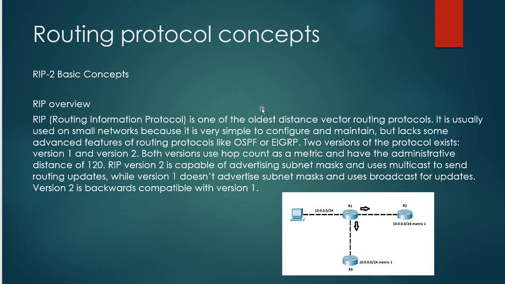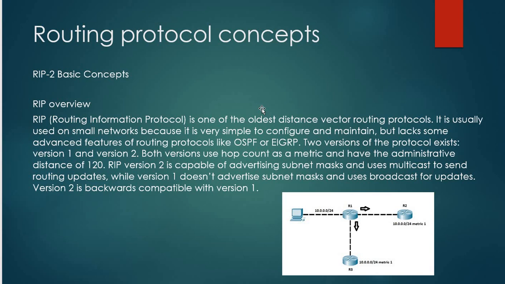RIP version 2 is capable of advertising subnet masks. Advertise means sharing the information. It advertises subnet masks and uses multicast to send routing updates. So it uses multicast, not broadcast. It sends to multiple ports, more than one, not all the ports, to send all the routing updates.